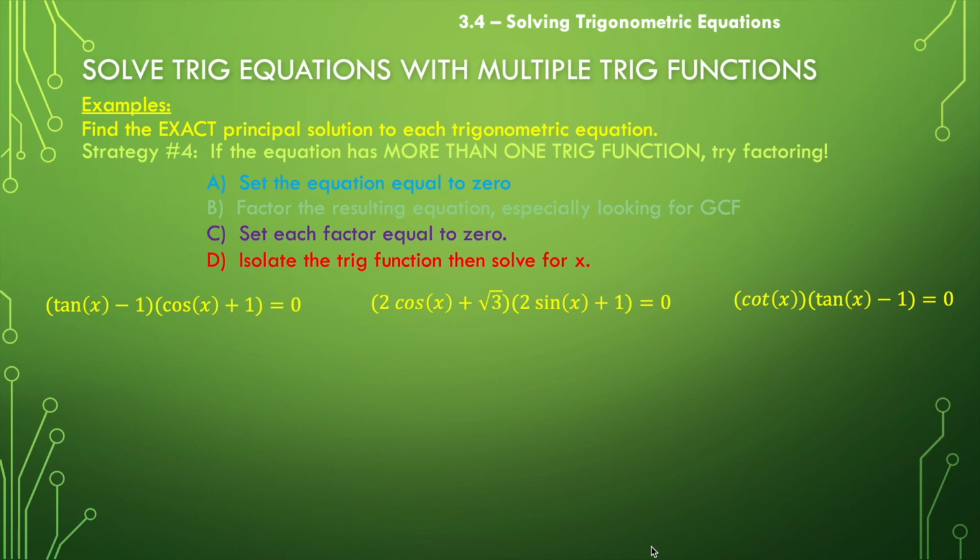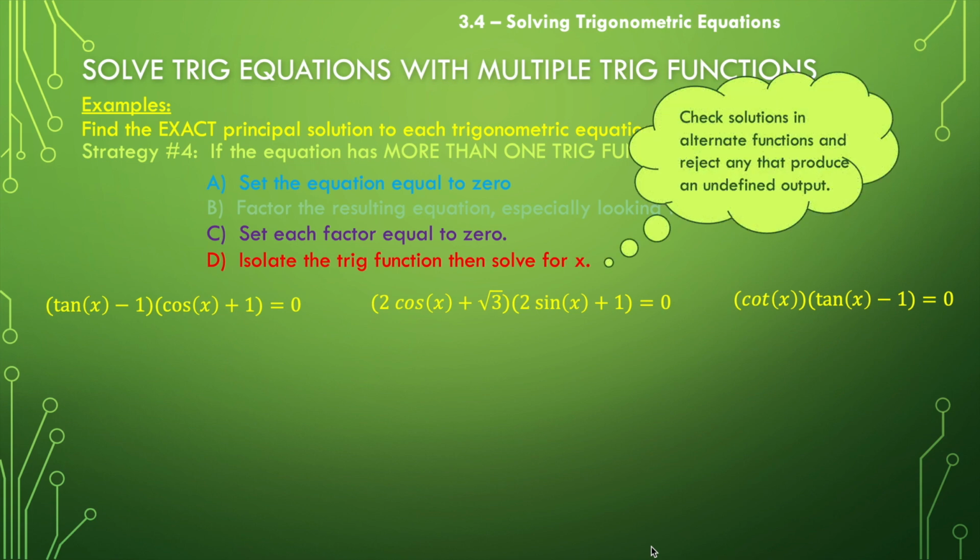Now, since we are dealing with more than one trig function, it's possible that a solution generated by one trig function is going to become something problematic in the other trig function. So one thing that we need to watch for is to check your solutions in the alternate functions and reject anything that produces an undefined output.